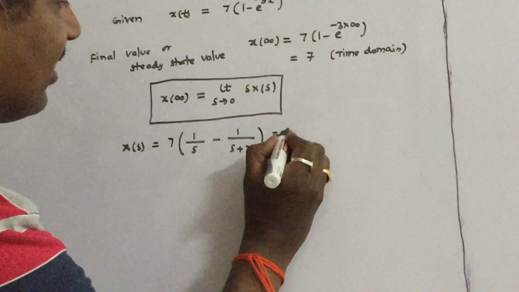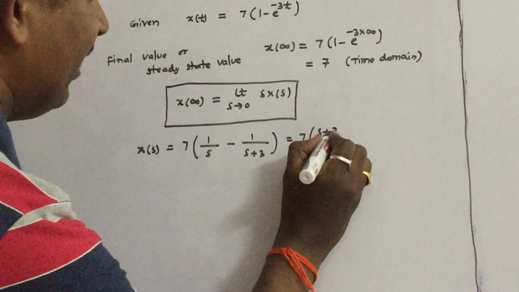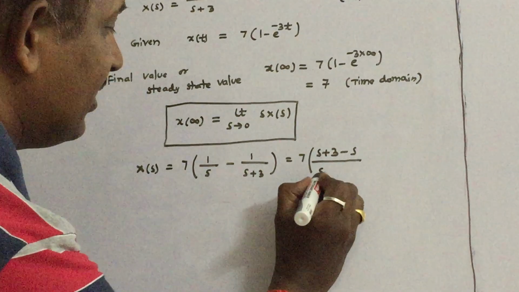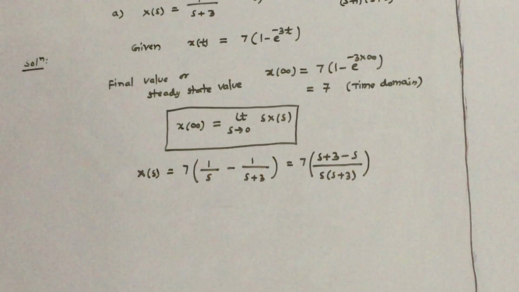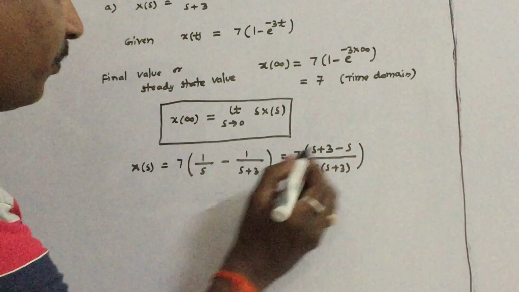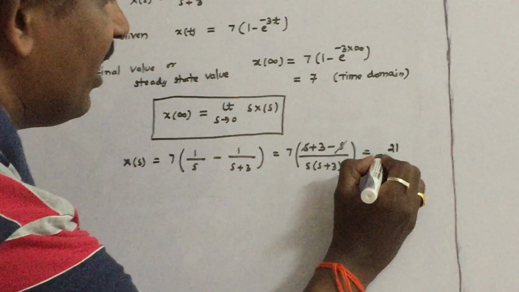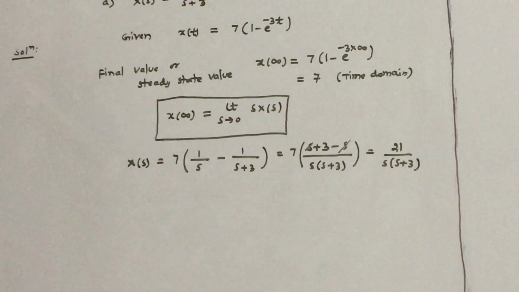So let us simplify this. 7 into s plus 3 minus s by s into s plus 3. So just cancel out s and s. So it will become 21 by s into s plus 3.